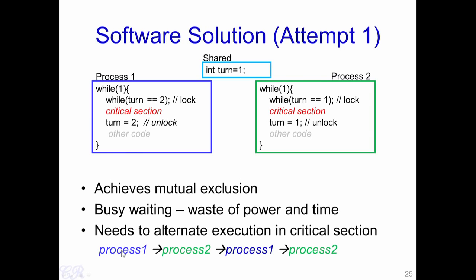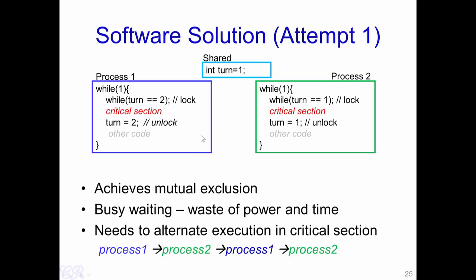First, process 1 needs to execute the critical section because the value of turn is equal to 1. Then when it completes, it sets turn to 2. So, process 2 will execute and process 2 will set the value of turn to 1 at the end of its critical section, which will result in process 1 executing in the critical section and so on. So, we see that there is an alternating behavior between process 1 and process 2.